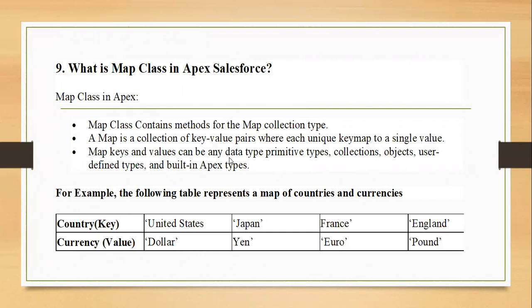Map key and value can be any data type: primitive types, collections, objects, user-defined types, and built-in Apex types. For example, the following table represents a map of countries and currencies. Country key: United States, Japan, France, England. And currency: United States dollar, Japan yen, France euro, England pound.